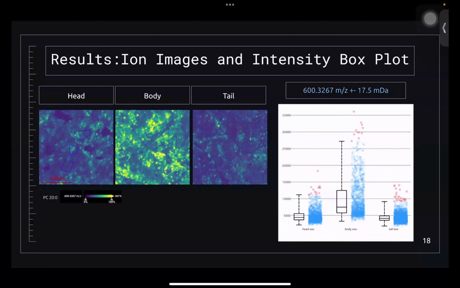For this one as well, this is also a different lipid. Qualitatively or visually, I saw that it seems to be a bit more abundant in the body. Looking at the box plot, I was able to see that, right? So it's a bit more abundant in the body, as seen from the box plots. The median intensity in the body is greater than in the head or in the tail.